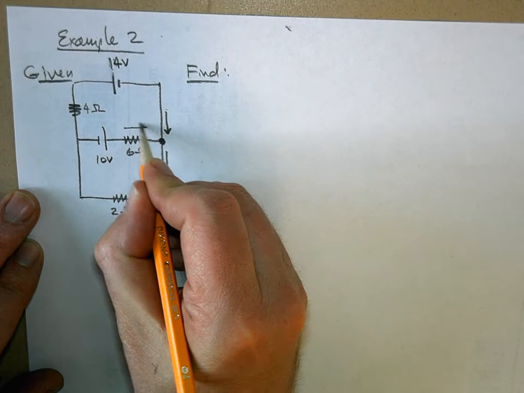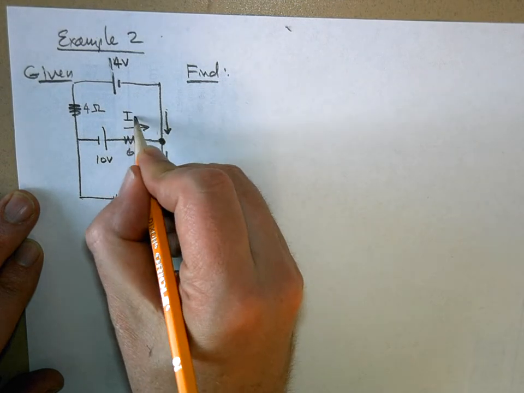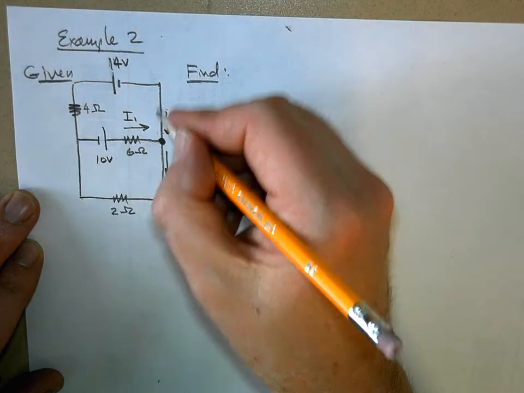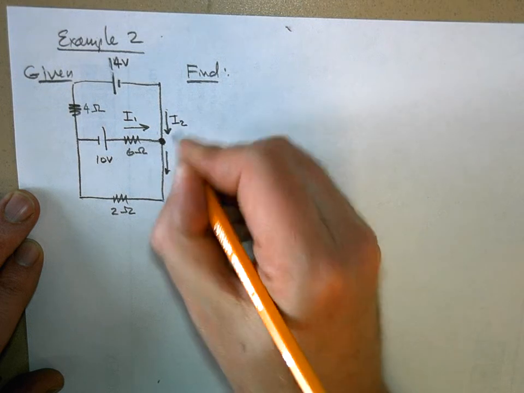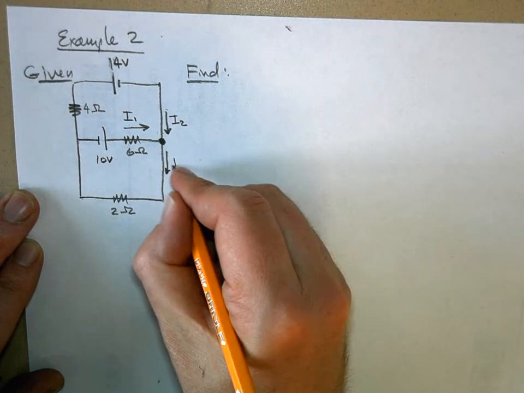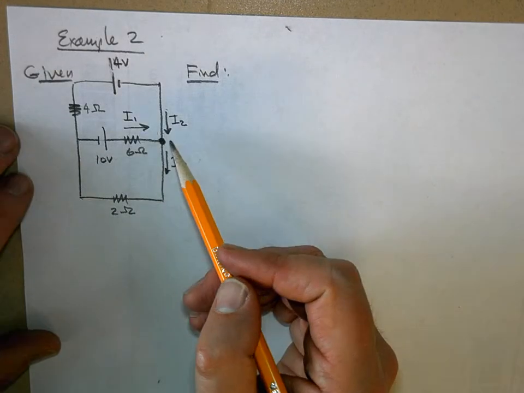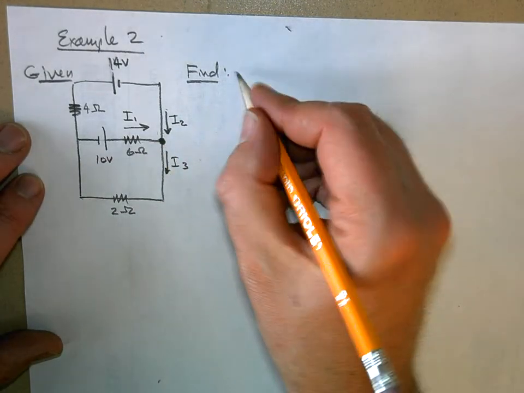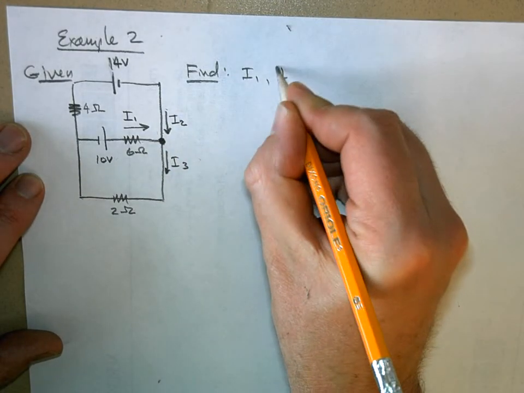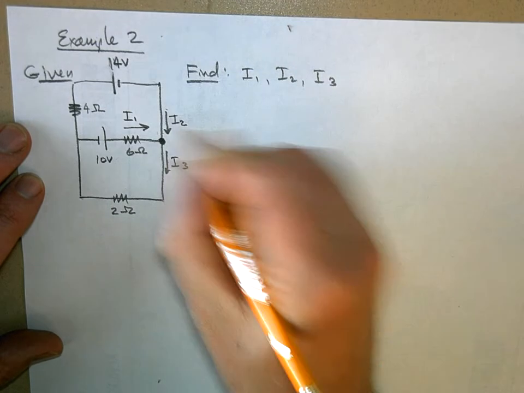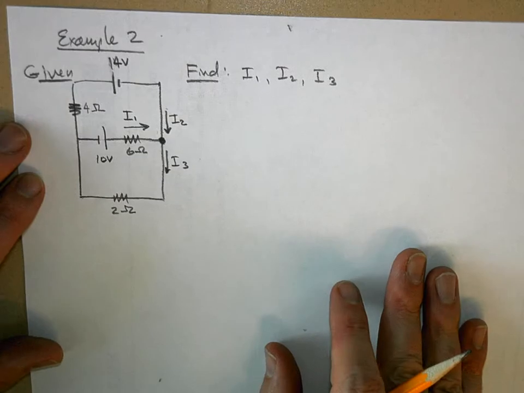I'm going to call this branch 1, so this is I1. I'm going to call this branch 2, so this is I2. I'm going to call this branch 3, so this is I3. So I want an equation. Actually, I1, I2, and I3, that's what I want to find. Okay, so now let's solve it.